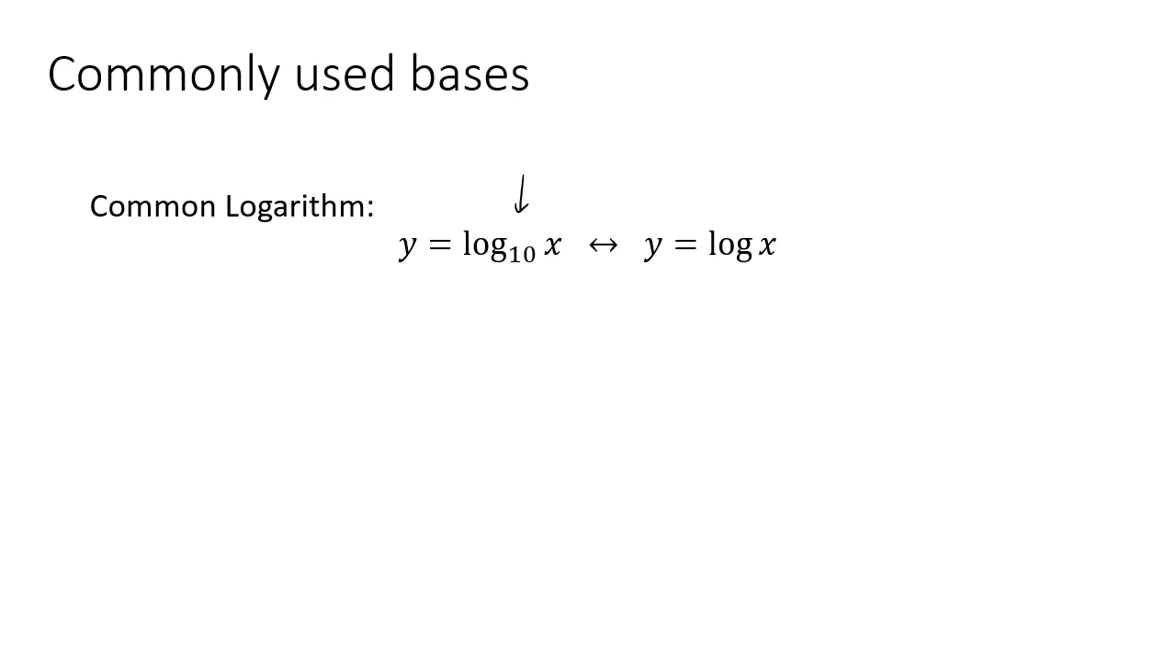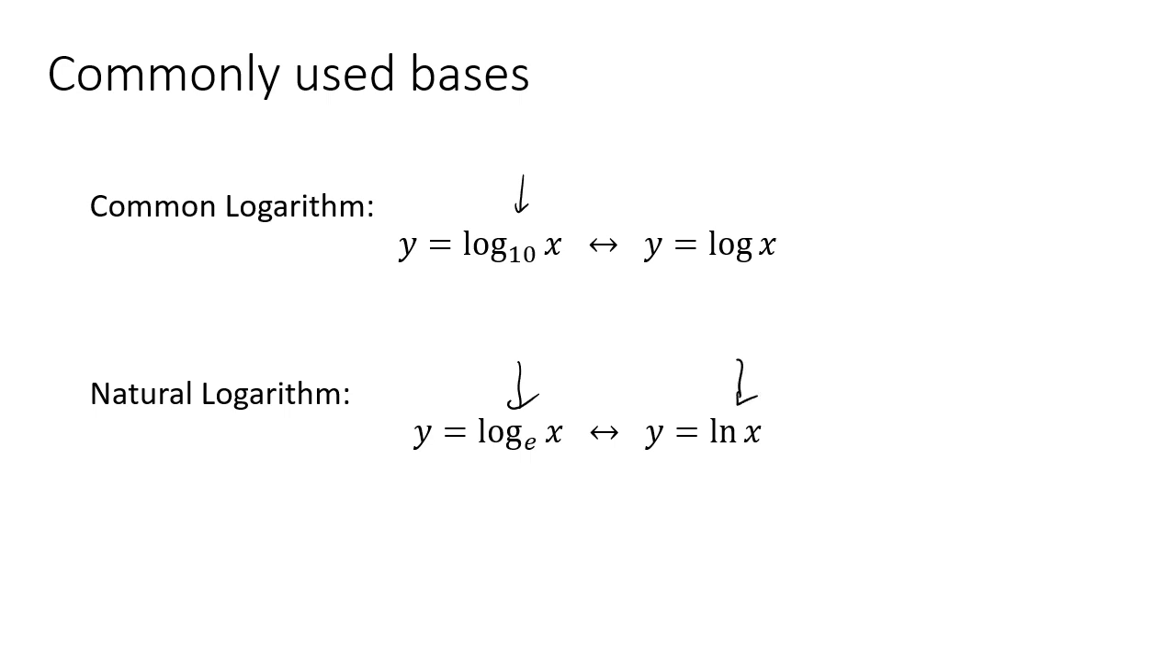Another very commonly used base comes from the natural base e that we talked about at the end of section 4.1, and this leads to the natural logarithm, or natural log for short. If you have a log base e of x, this is abbreviated ln of x. You read this one of two ways: either just ln of x, or natural log of x. Either one is okay.